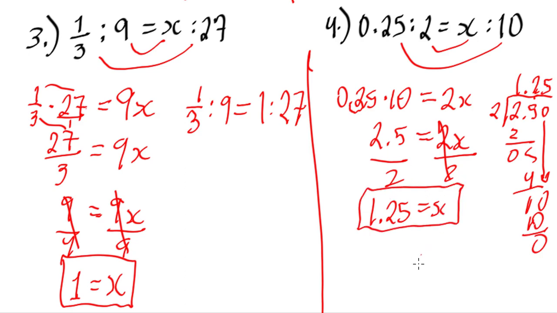Hence, what proportion will come out? To supply the value of x here, it's going to be 0.25 is to 2 equals 1.25 is to 10. Okay, so that's for numbers 3 and 4 this time, everyone.